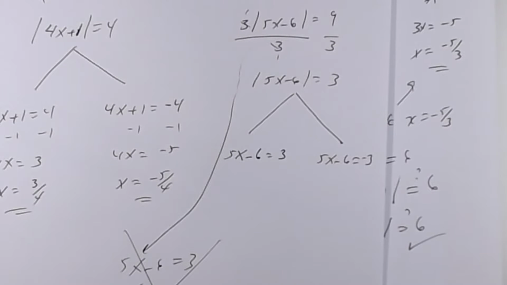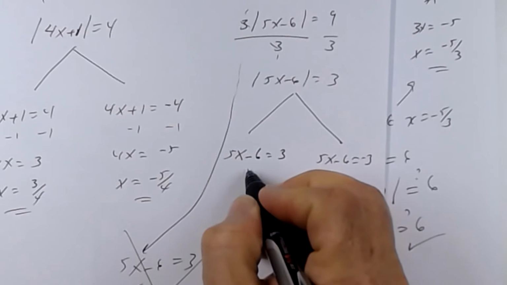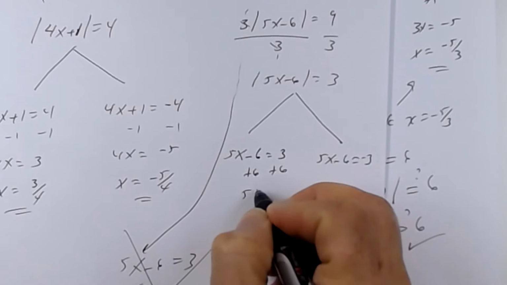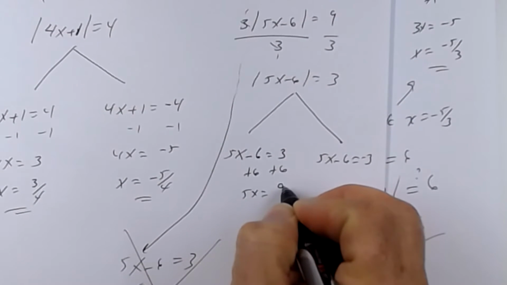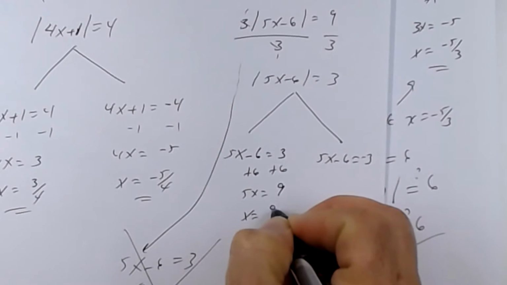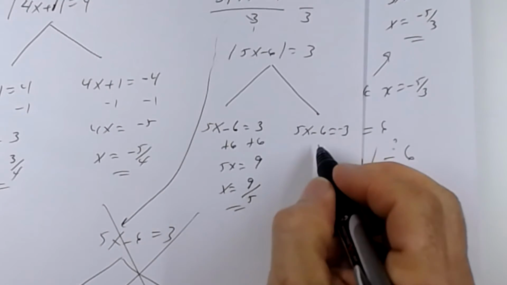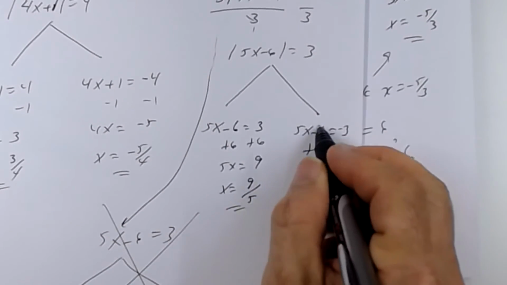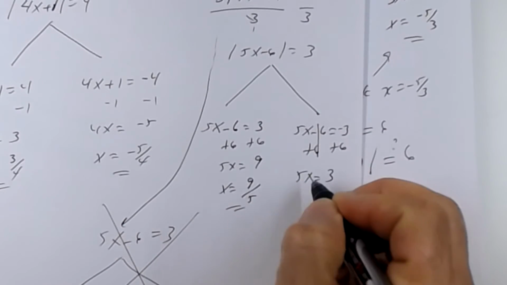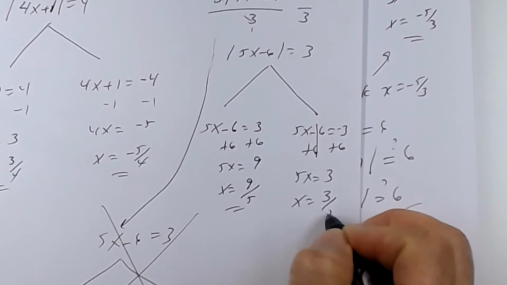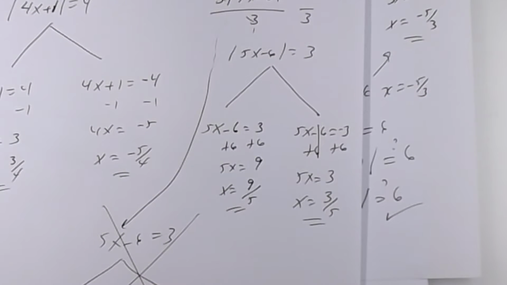All right, a couple more steps and you're done. So what's the next step? Add 6 to both sides. So 5x equals 9. So what's x? 9 over 5. Okay, there's one of your solutions. Over here, add 6 to both sides. You get 3. So what's your solution? 3/5. 3/5, so there's the other.